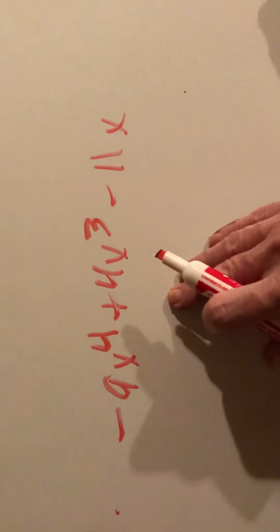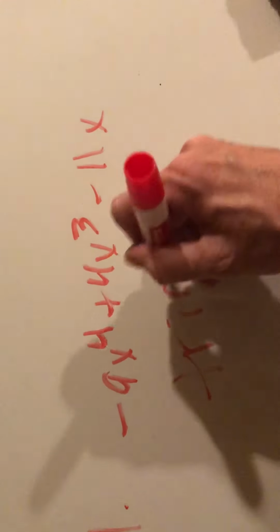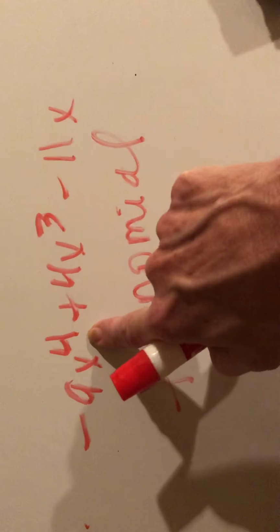So that's number 8. Then number 9, you are supposed to classify negative 9x to the 4th plus 4x cubed minus 11x. I went ahead and combined like terms and put them in the correct order. So this is a trinomial. Why? Because it has 3 terms. This is a trinomial. It's to the 4th, so that is quartic.